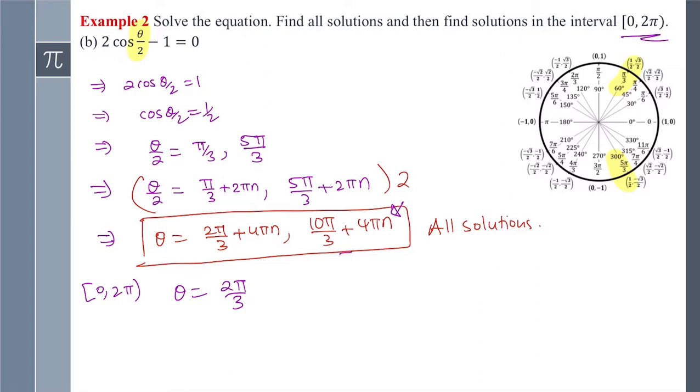Now here in the first one, when you put 0, we get that one. If you put 1, we get 2 pi over 3 plus 4 pi. See, this 4 pi is already greater than 2 pi, and we are adding something, so the whole thing is already obviously greater than 2 pi. So we cannot have any other value. So this is the only value that we have in the interval 0 to 2 pi.